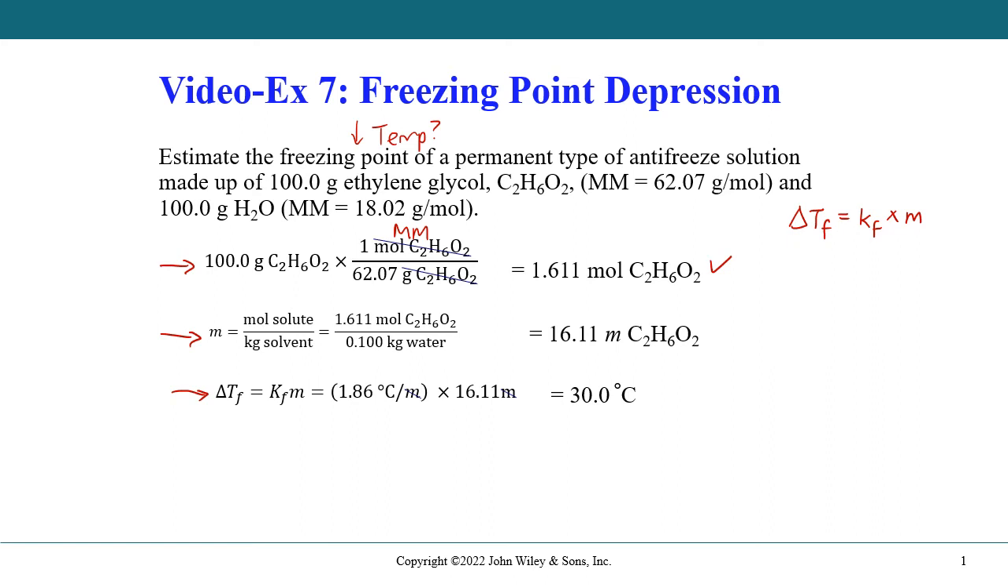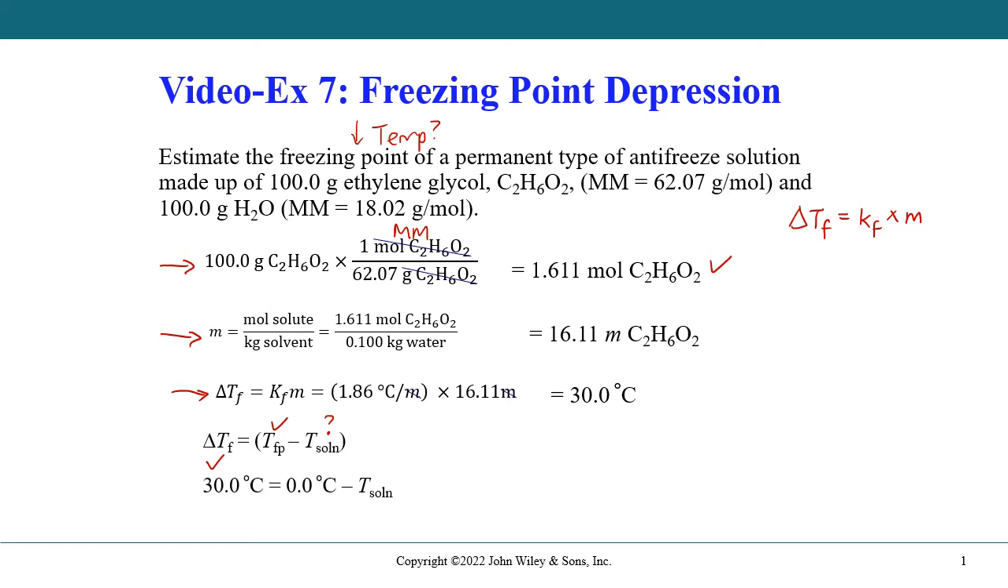The freezing point was an actual temperature. Okay, so as I said, remember that delta Tf is equal to the freezing point of the solvent minus the temperature of the solution. So we know this. We know the freezing point of water, and we are going to try and find the temperature of the solution. So we know that delta Tf is now 30 degrees.